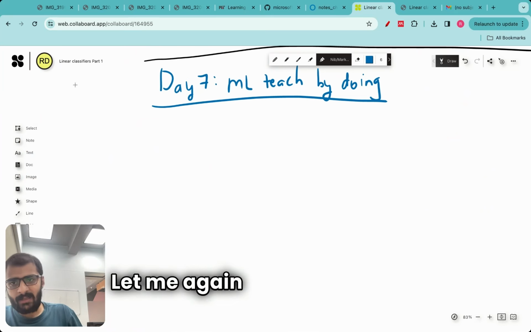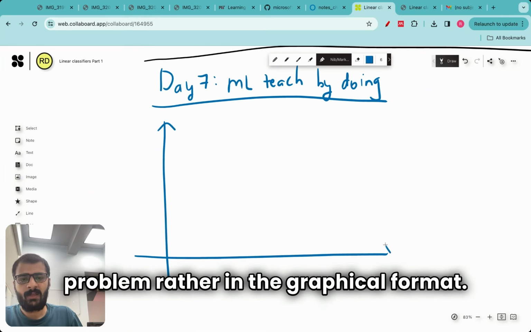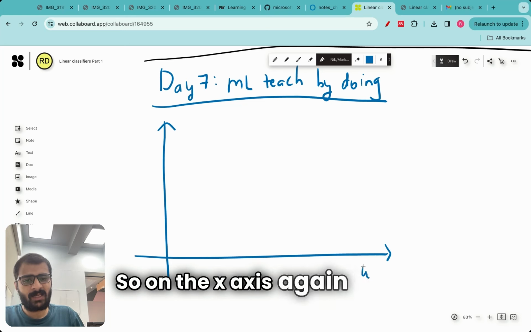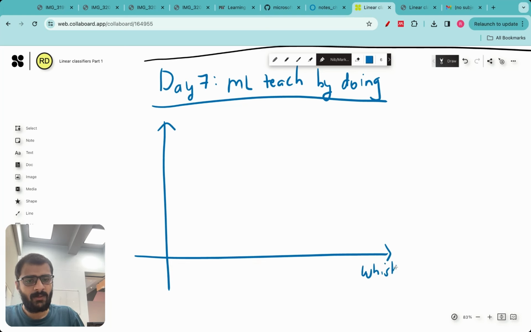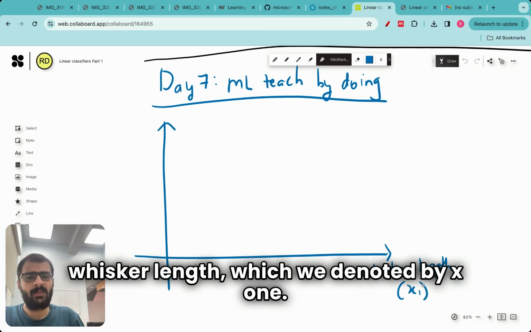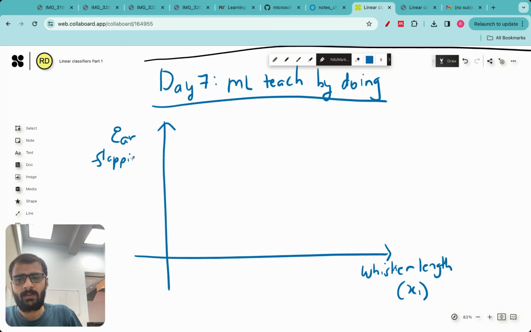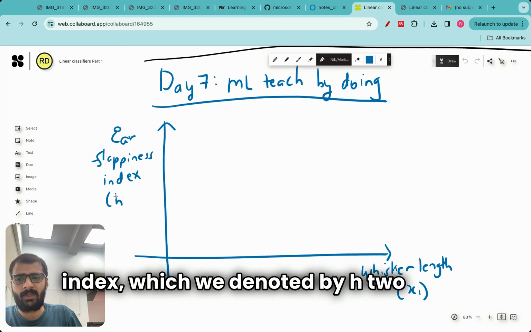Let me again draw the problem in graphical format. On the x-axis again we had whisker length, which we denoted by x1, and on the y-axis we had ear flappiness index, which we denoted by x2.